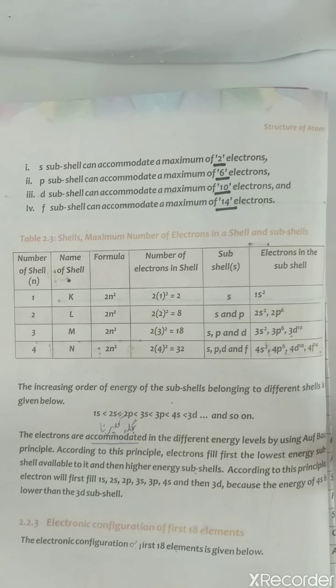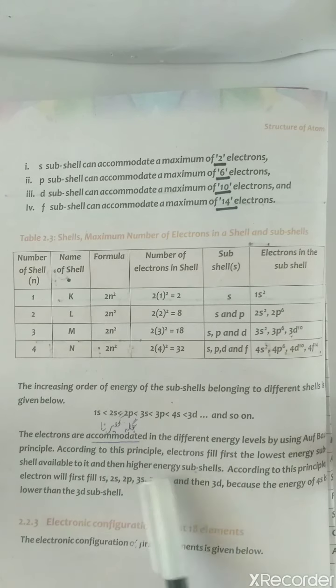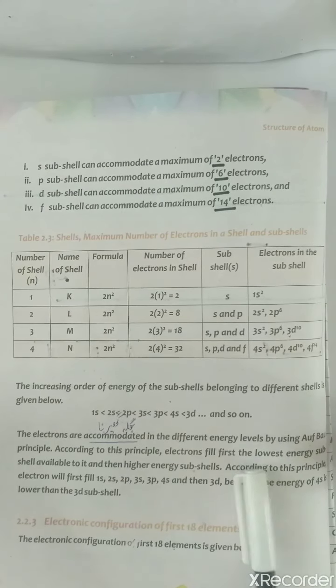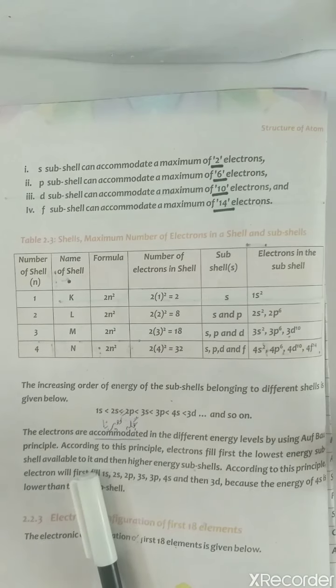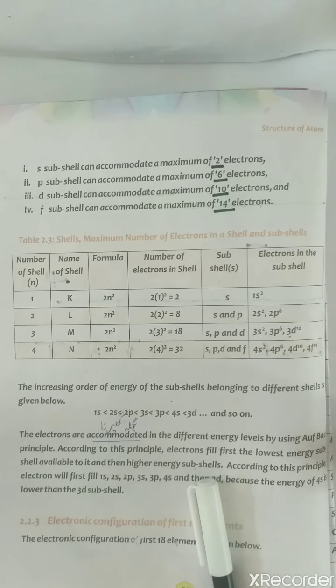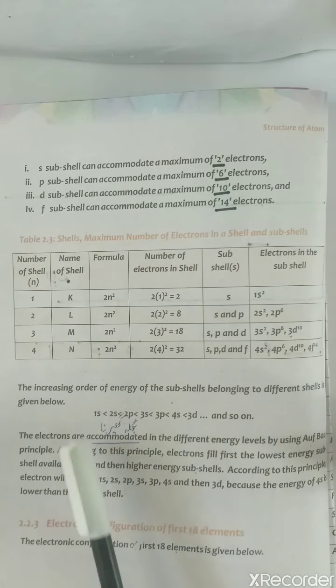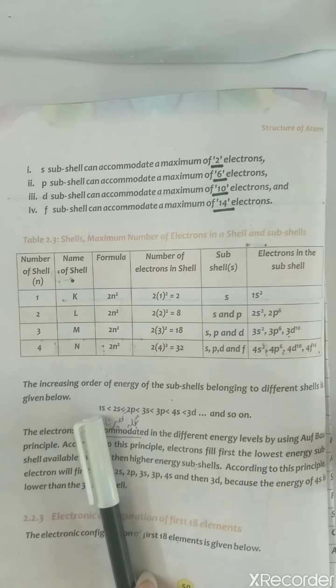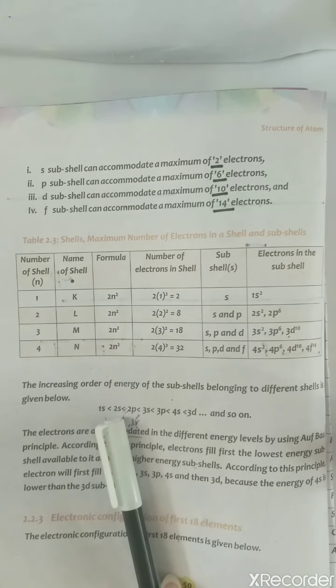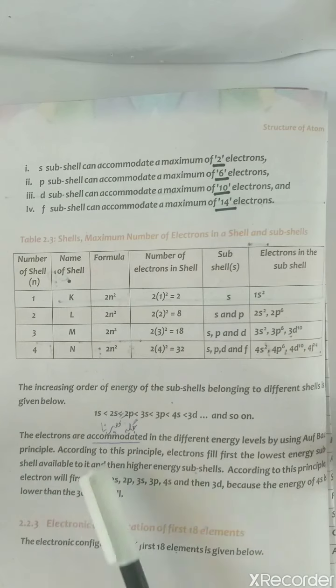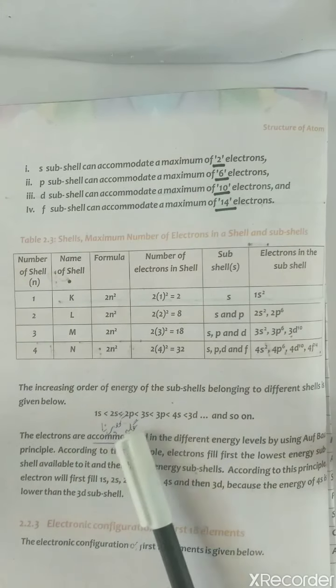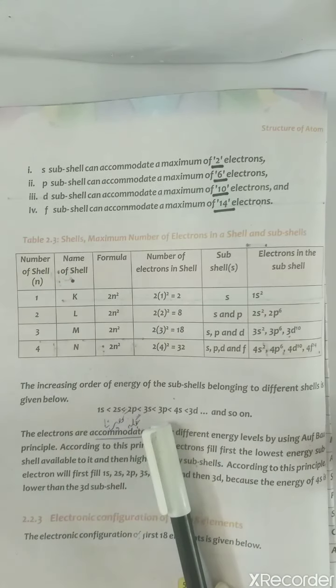So here is a rule for the Aufbau principle or arrow rule. According to this principle, electrons fill first the lowest energy subshell available to it and then the higher energy subshells. So it means where will you have to do the first filling? In 1s, okay, after that you have to fill in 2s. It's not possible that you directly fill 2s or 3s or 3p.